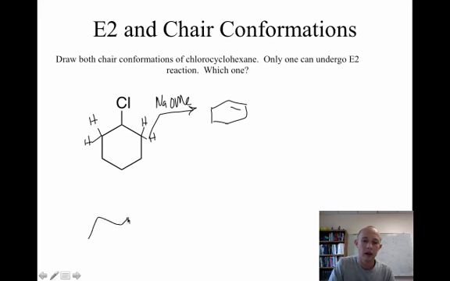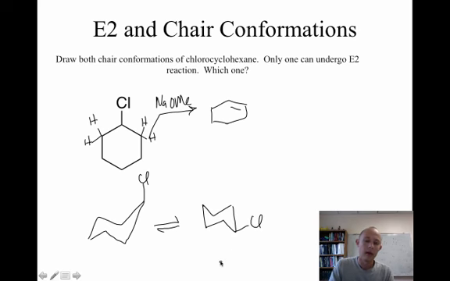But if we draw both chair conformations, what we'll find is that only one can undergo an E2 elimination, because now we know that you have to have an anti-arrangement of your leaving group and the hydrogen that's being removed. So this hydrogen is axial, this hydrogen is equatorial, and this hydrogen is axial, and this hydrogen is equatorial, and then we have. So these are our beta hydrogens here that I've drawn. Let's do the same thing here.